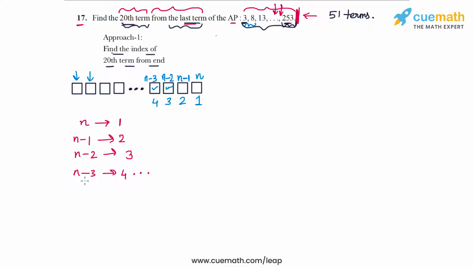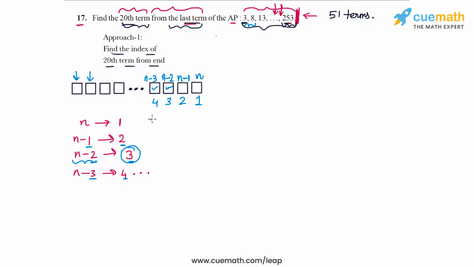So if you see this pattern, you see how this 1 is related with 2, 2 is related with 3, 3 is related with 4, and so on. So if we talk about the third term from the end, that will be the n minus second term from the beginning.